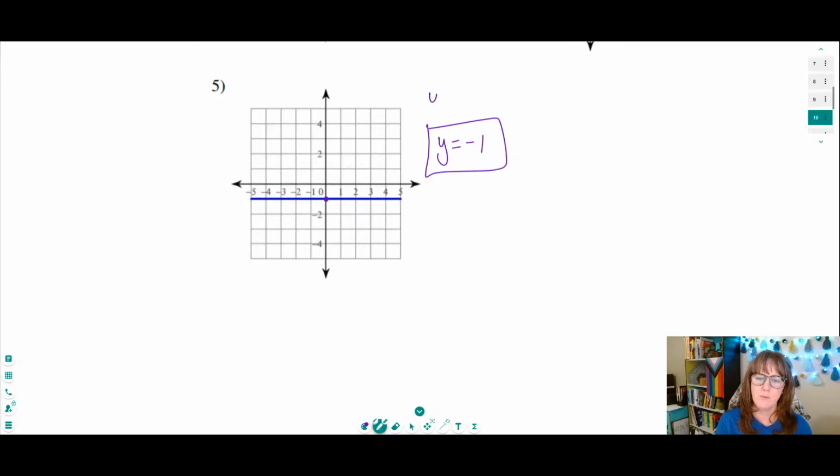So again, we could write it as y equals 0x minus 1. But again, whenever we have 0, we usually just leave it off. It's more simplified this way. y equals -1. Okay, great.